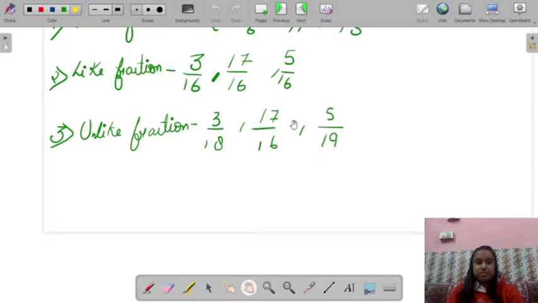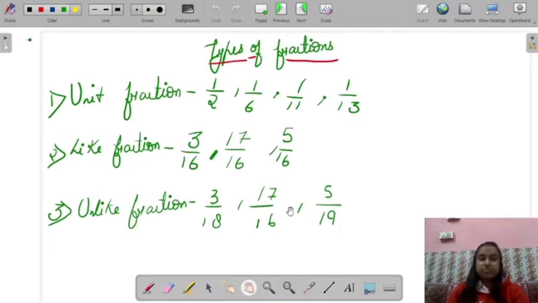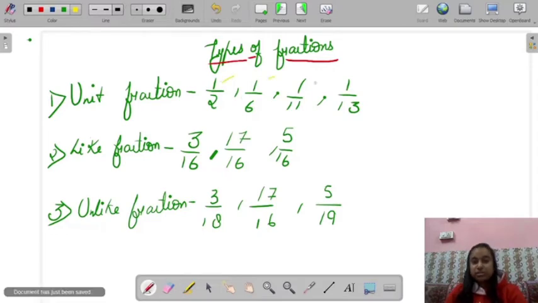So let's get started. Our first type is the unit fraction. This is very simple. What is a unit fraction? See, if the numerator is equal to 1, then the fraction is known as a unit fraction. See these examples. In all these examples you can see the numerator is 1, right? Numerator is 1, so all these are unit fractions.